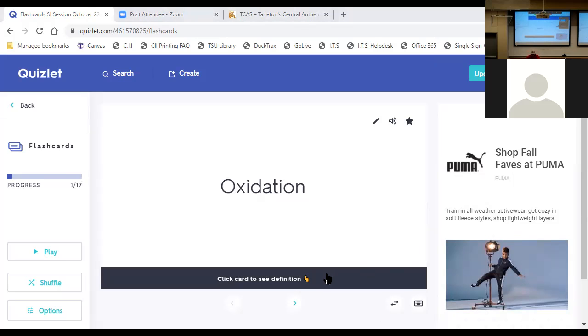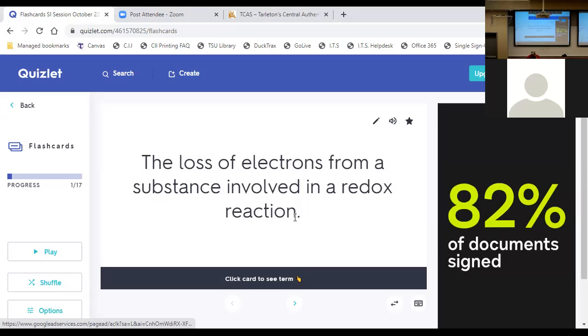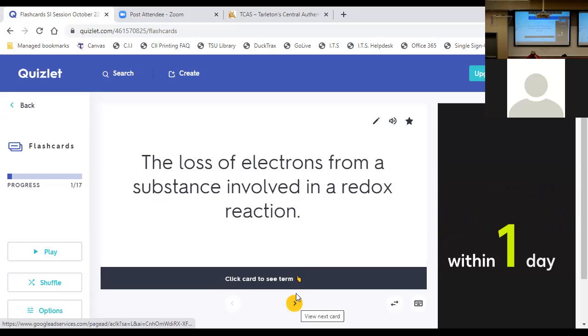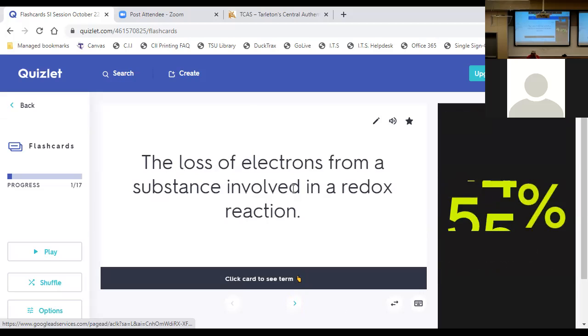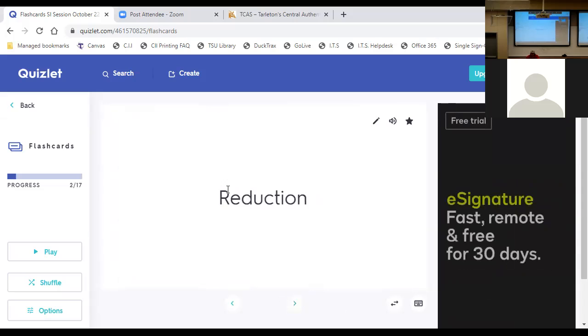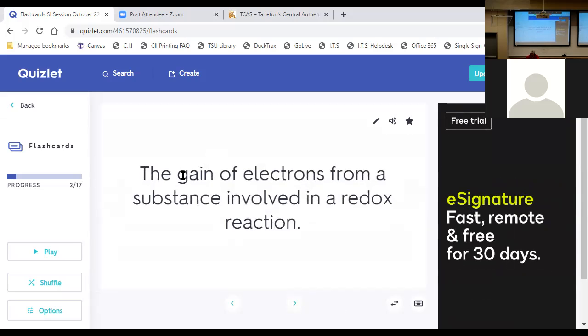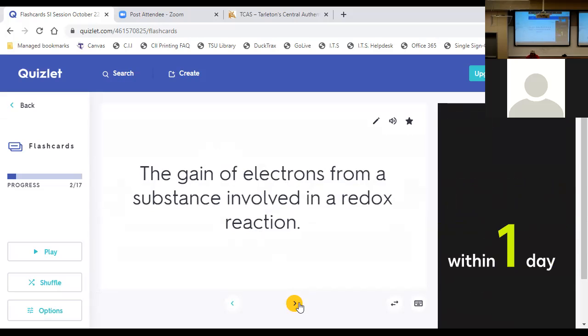Okay. So oxidation, I'm trying to remember, like oil rig, so that's the loss of electrons, right? Is the loss of electrons from a substance involved in a redox reaction. Okay. Leo. Sorry. Loss of electrons. Oxidation stands for Leo. That's the easy way to remember what oxidation is. Then you go to reduction, and it's the gain of electrons. So GER. I do Leo and GER. So GER reduction, gaining electrons.